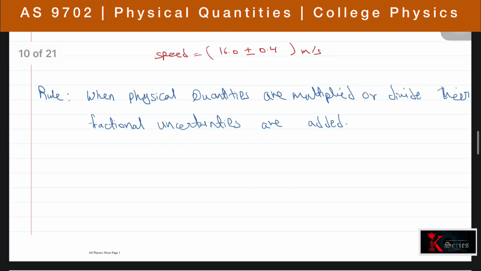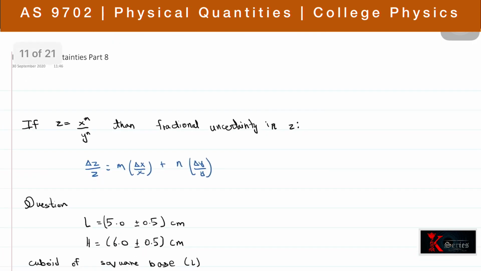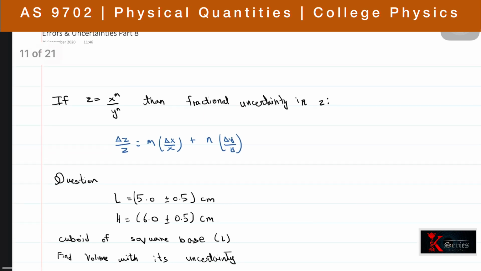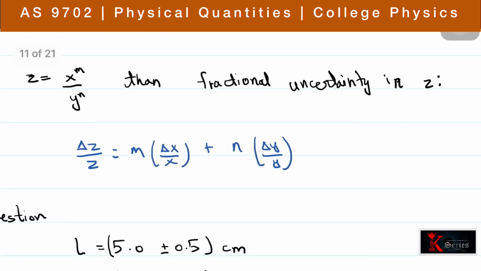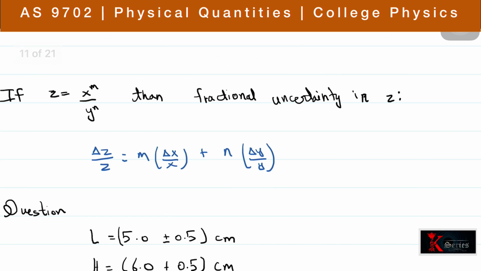Now we'll be doing a question regarding the division of physical quantities. So it says, if z is equal to x raised to the power of m divided by y raised to the power of n, then the fractional uncertainty in z would be as follows. What would it be? It is basically the absolute error in z upon the true value of z is equal to m multiplied by the absolute error in x upon the true value of x.